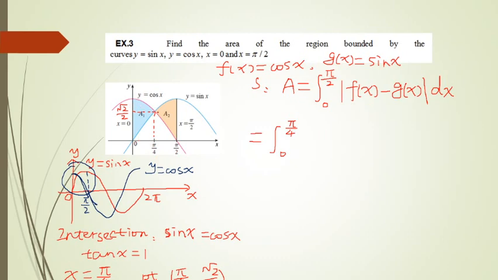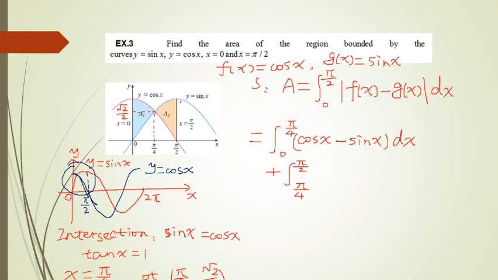The top curve will be the pink color, which is cosine x. So in this part, f is greater than g, and you just remove the absolute sign directly. So you get the integral of cosine minus sine dx, and then plus the definite integral from pi over 4 to pi over 2.